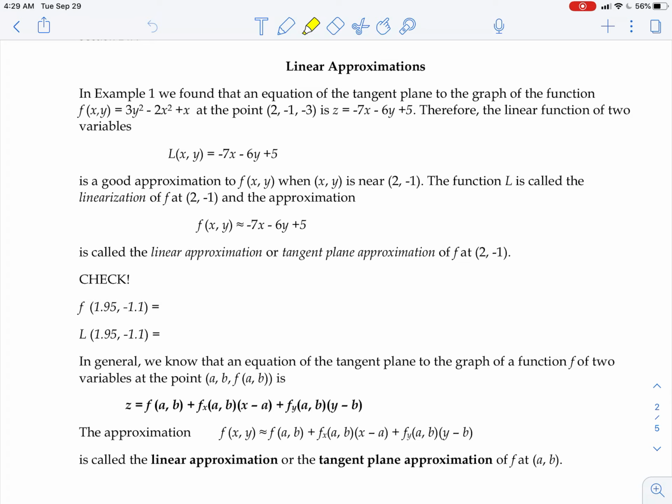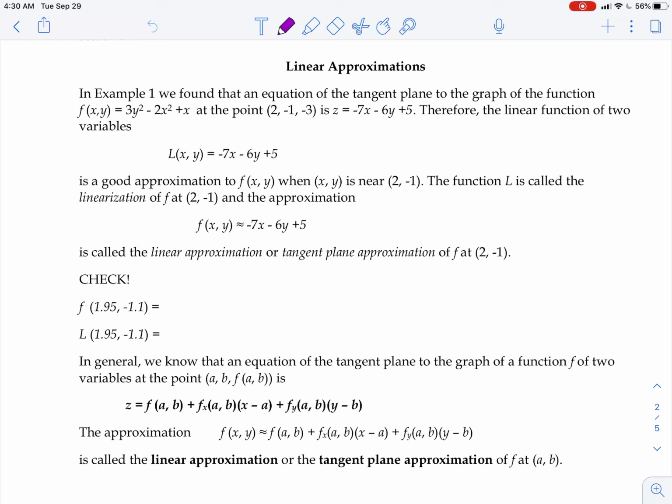Therefore, the linear function of two variables is going to be capital L of x, y equals our tangent plane, -7x minus 6y plus 5. And it's a good approximation to our function when (x, y) is near (2, -1). The function L is called the linearization of f at (2, -1), and the approximation. Since it's an approximation, we use the squiggle equals. This is called the linear approximation, or the tangent plane approximation, of f at (2, -1). Very similar to linear approximation in Calc 1 and Calc 2.